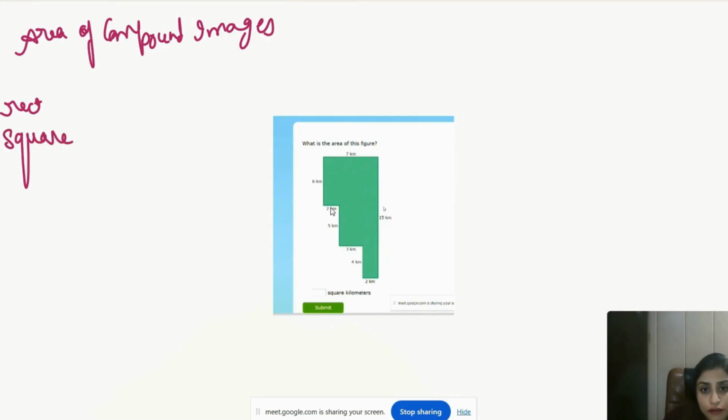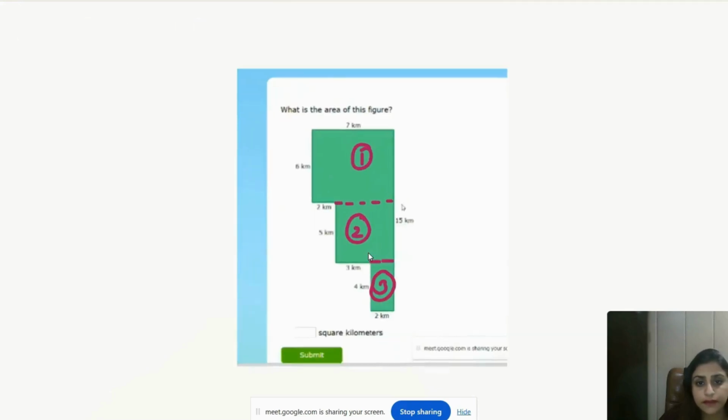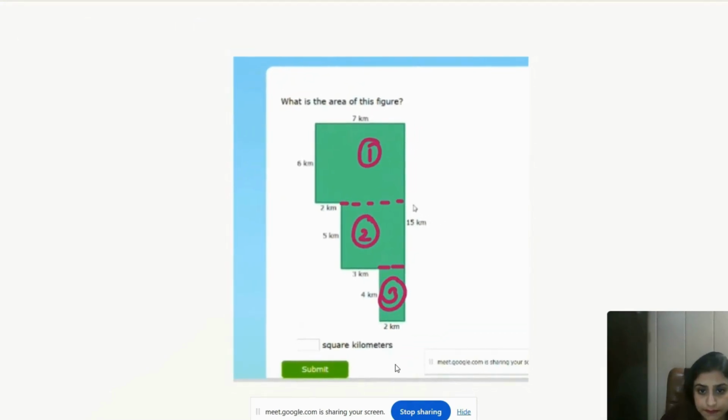Fine. So if we try to join this line, this becomes one figure. Okay. And if we join this, it becomes the second one, and this is the third one, right? Now here, this line is parallel to this line, correct? This becomes 2 kilometers, right? Correct. Only this portion.